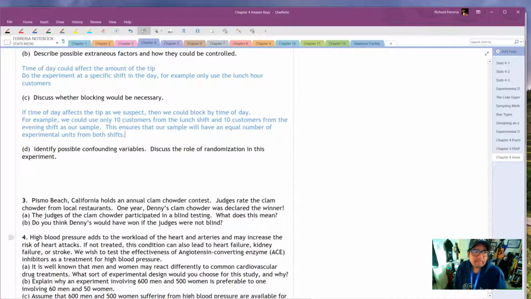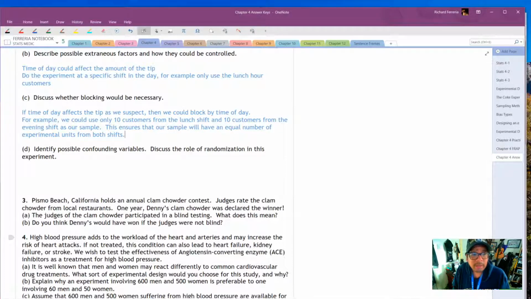Blocking. Well, if the time of day affects a tip like we thought it would, we could block this experiment by time of day. So here's the example that I set up. Let's say that we only select 10 customers from the lunch shift. Naturally, they'd be randomly selected. And then we're going to also only randomly select 10 customers from the evening shift.